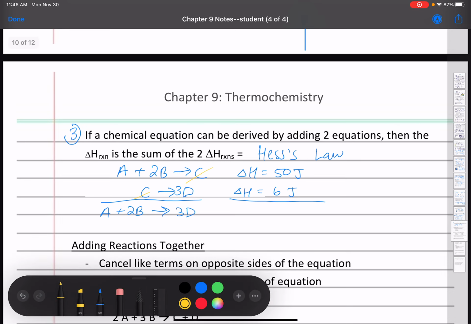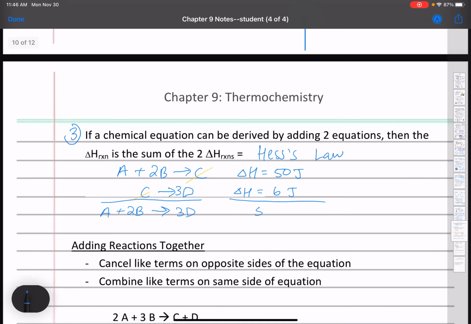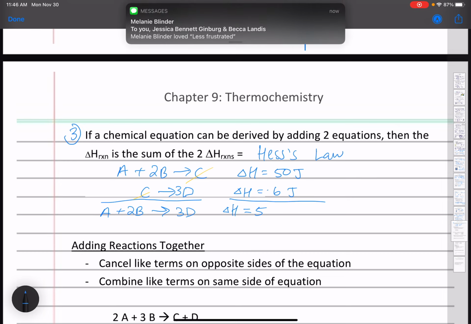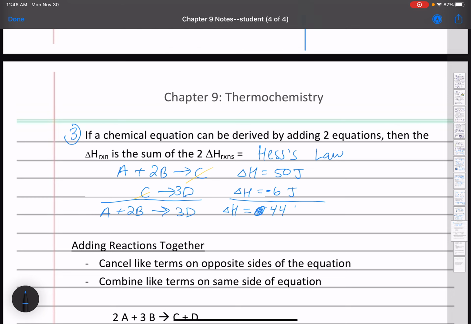And to get the heat of this reaction, we just add together the heat of those two reactions. So the heat of this third reaction is, in my notes I have this as negative 6 joules. So we add these together and we get 44 joules is the heat of the reaction of that third reaction.